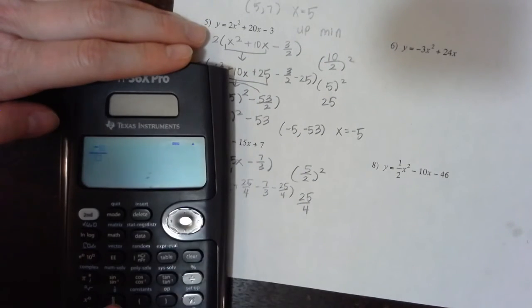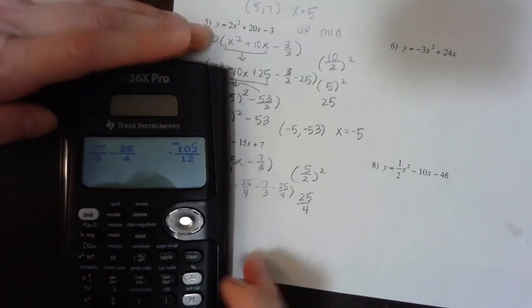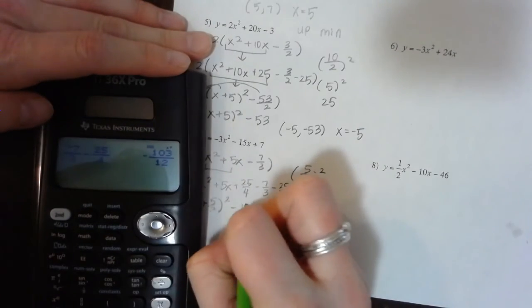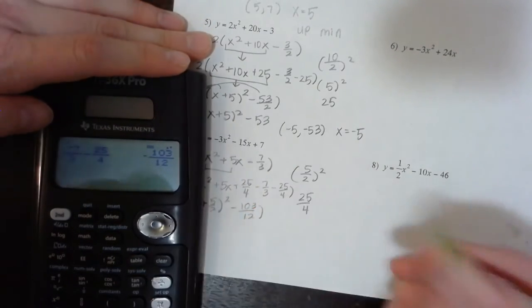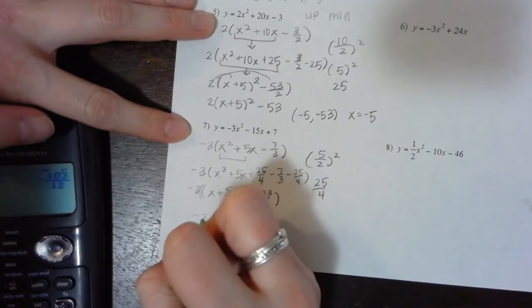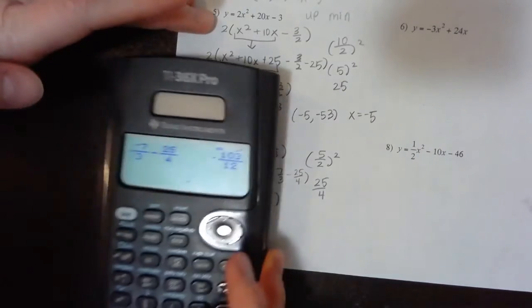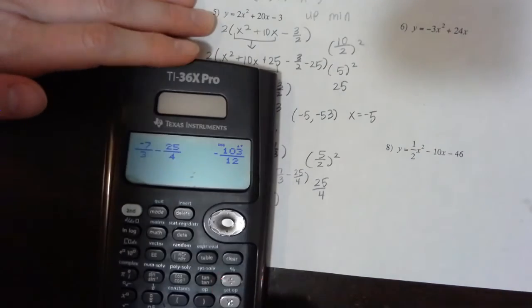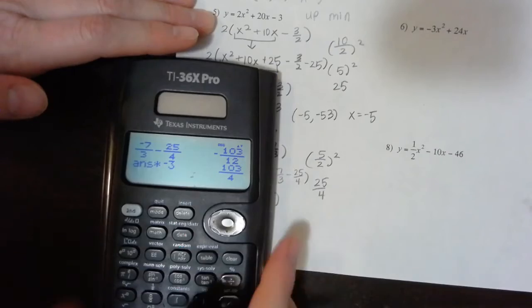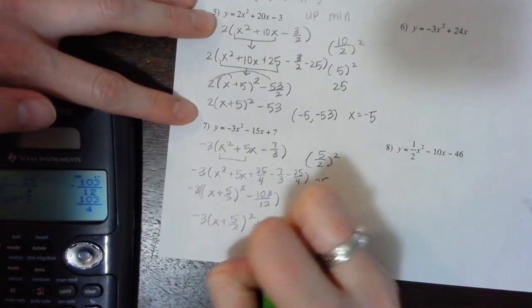Okay, -7/3 minus 25/4, and we get, okay, -103/12. Okay, and then we need to multiply by 3, so we have -3 times x plus 5/2 squared, and then we're going to multiply that by -3. And yeah, it's still not pretty, but that's okay, whatever, 103/4.